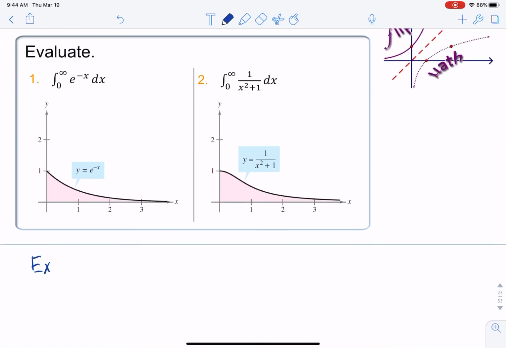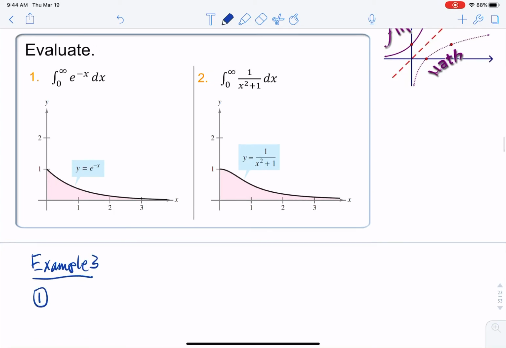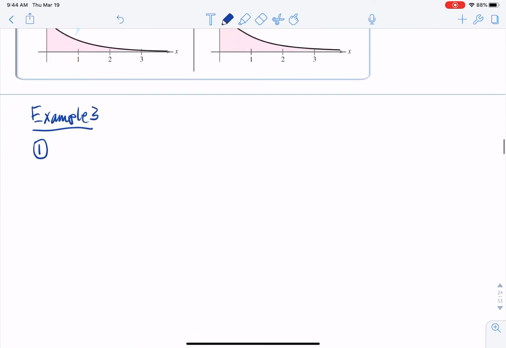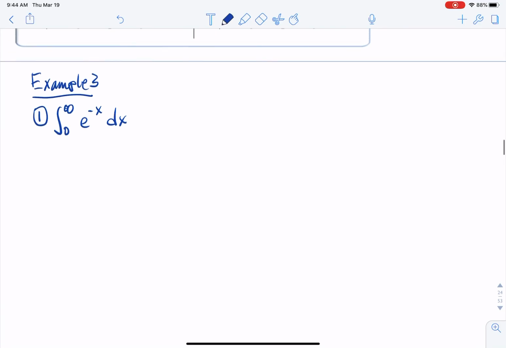So example 3, and this is the first one. Number 1, definite integral 0 to infinity e to the negative x. Okay, what makes this thing improper is, of course, the fact that we have this obvious infinity as the upper limit of integration. We have to get rid of it. Let's replace it with a b and rewrite our integral from 0 to b e to the negative x with respect to x.